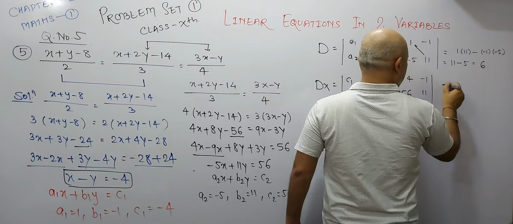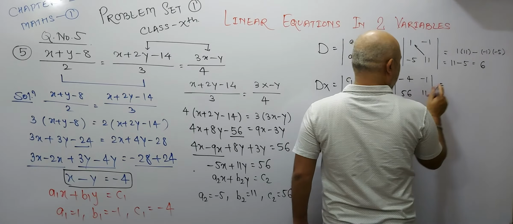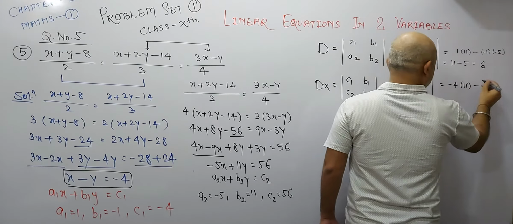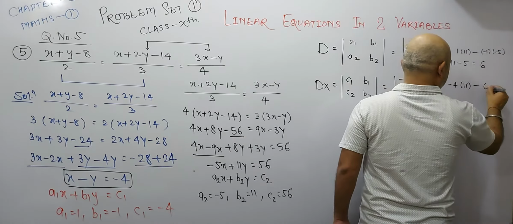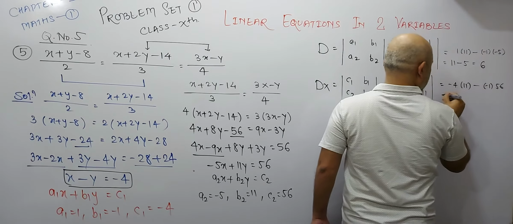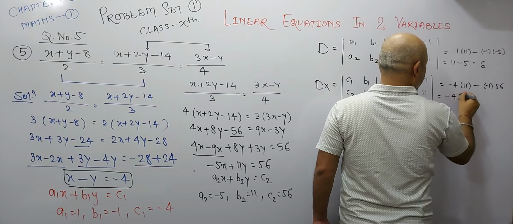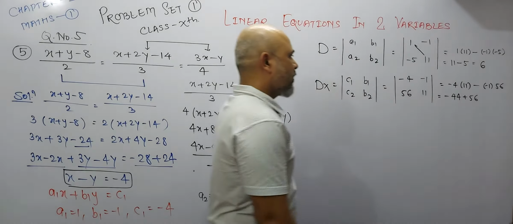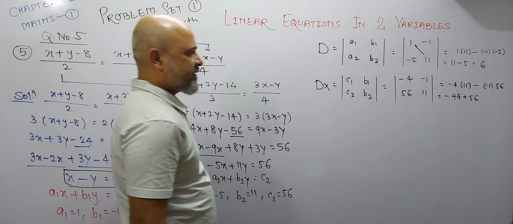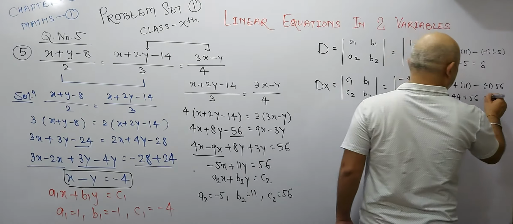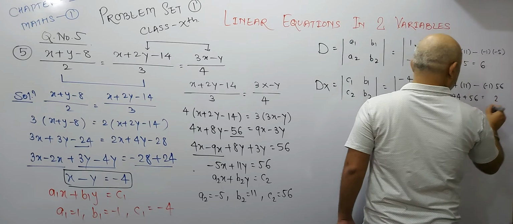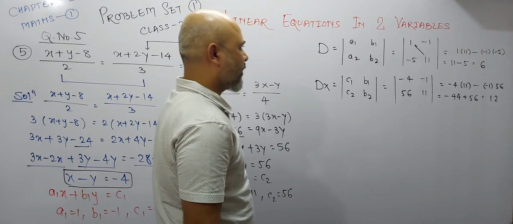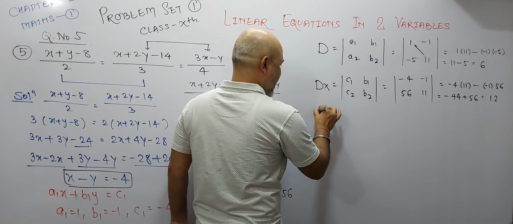And simply you will calculate minus 4 multiplied by 11. And then minus sign, minus 1 multiplied by 56. So this will be minus 44, this is plus 56. So minus 44 plus 56, this will be 12, so dx is 12.